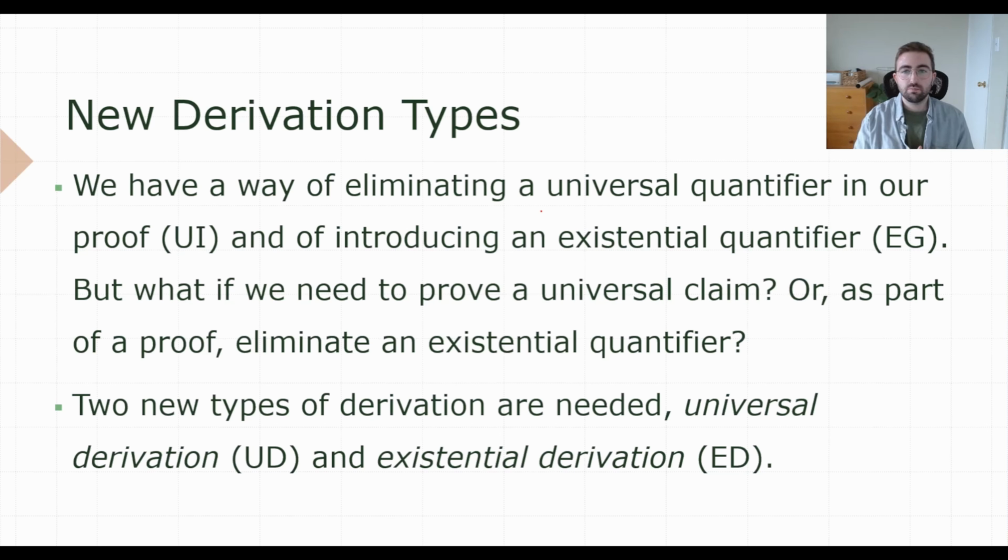But sometimes we need to prove a universal claim, right? Like we don't want to eliminate it. We want to say, oh, all things are this. Or as part of a proof, we might want to eliminate an existential quantifier. Or more likely, we might want to use that existential quantifier in some particular way towards the ends of proving something else. So in that case, it's not that we're introducing an existential quantifier, but we need to be able to use it somehow. So we're going to introduce two new types of derivations. These are not rules of derivation, they're types of derivations. And these are going to be universal derivations and existential derivations.